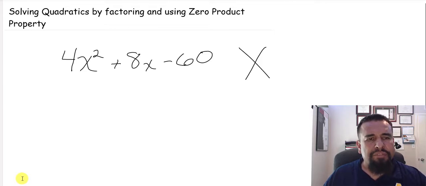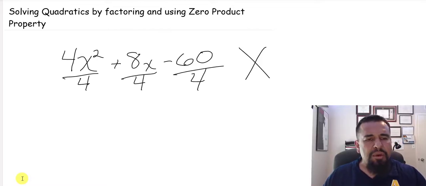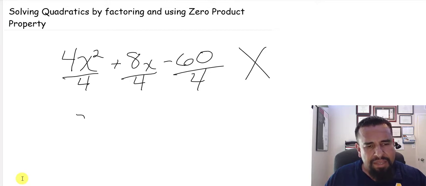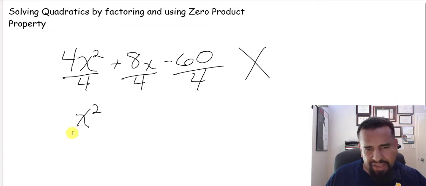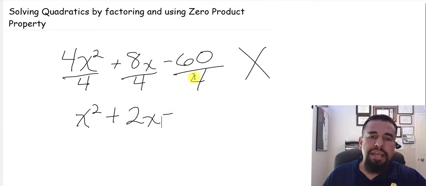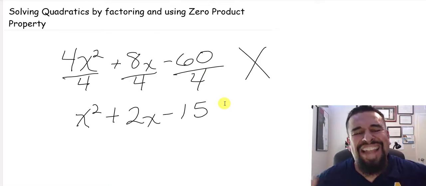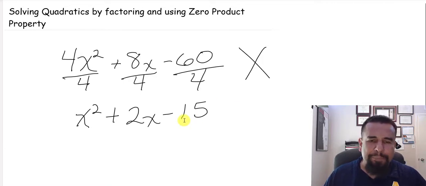So remember, if you're going to divide something, you have to divide everything. So I'm going to divide here by 4, and here by 4. What this is going to do simply is get me x squared, because that equals 1. Now I have a 1 in front of that x squared. And then plus 8 divided by 4 is 2x. Don't forget that x. And then 60 divided by 4. Notice it's a minus 60, so I already brought down the minus sign. And 60 divided by 4 is simply 15. A lot nicer numbers, right? Smaller, so it's a bit easier to deal with.